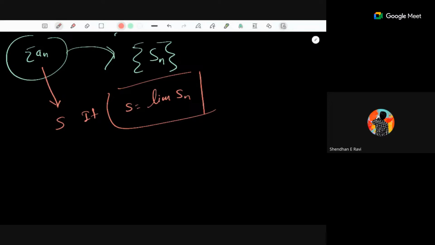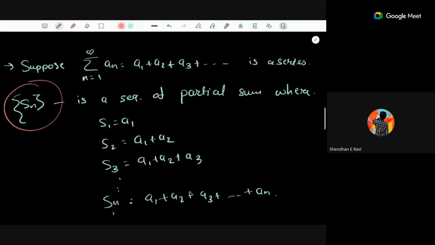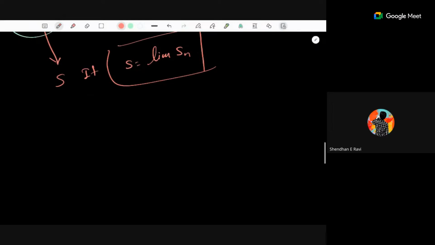And we know partial sum means the sum of the first n terms. So Sn is the sum of the first n terms. This is the basic definition of convergence of a series. But we never use this definition to find the sum of any series. So what we will do is, we have some tests for finding whether a series is convergent or not.